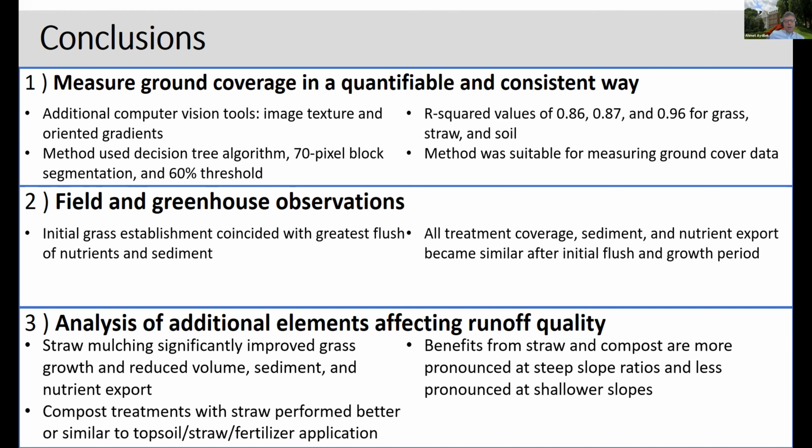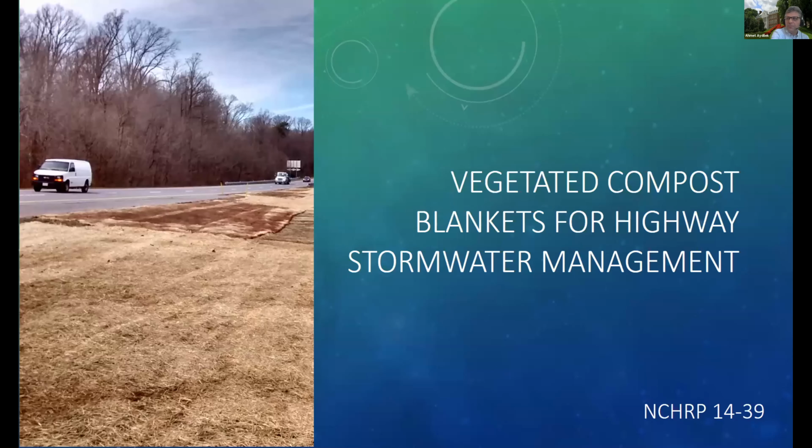Straw mulching was highly beneficial. Compost treatments with straw performed even better. And benefits from these were obvious. I did not show you the slope ratios, but at steep slope ratios, this was more obvious as compared to shallower slopes, which was even better because nowadays we try to have higher slope ratios in several of the highway systems. And if I have time, I would like to add a few more things on a new project, NCHR.